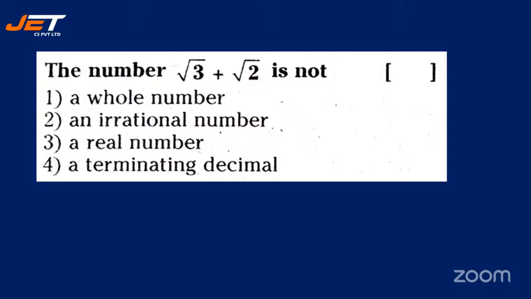The root 3 plus root 2 is a whole number, an irrational number, a real number, a terminating decimal. There could be two options as well. I'm giving you a hint. Once you see a correct option, you should not leave the other options. You should look at the other options also. Two can be correct, multiple can be correct too.